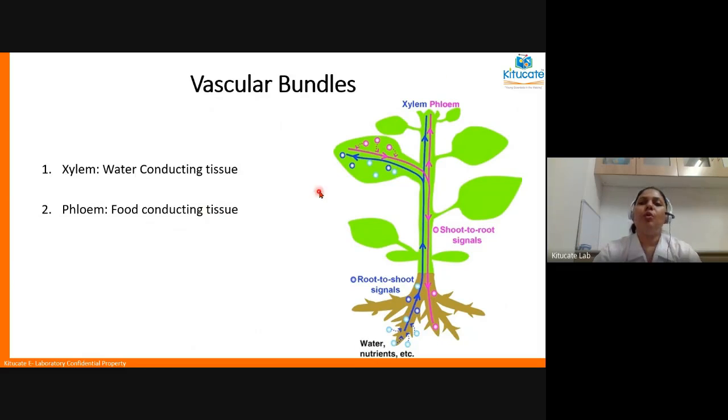Now the direction of flow of content in xylem is only one direction. Xylem works only from bottom to up. Okay, but phloem can work both ways, because if a leaf is preparing the food, phloem brings it to the roots also and it takes it to the higher parts of the plants also. Okay, so xylem and phloem together constitute the vascular bundle.